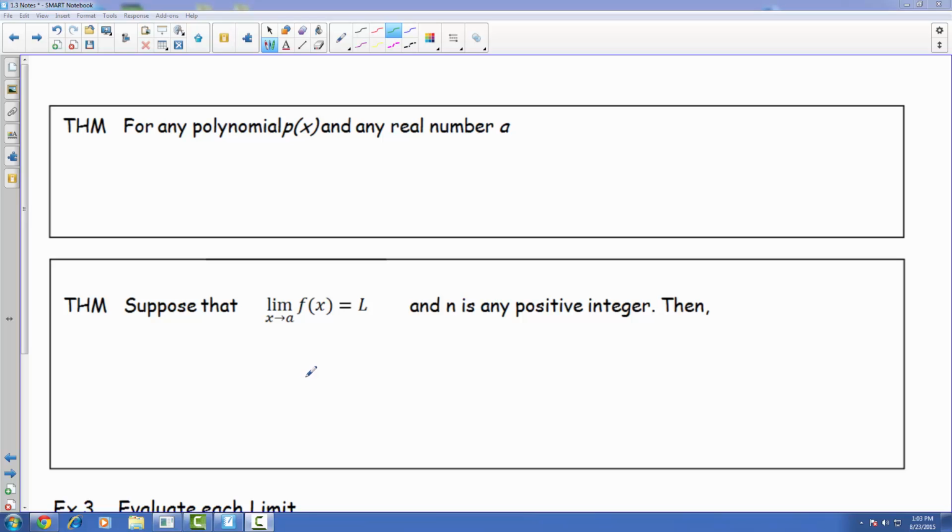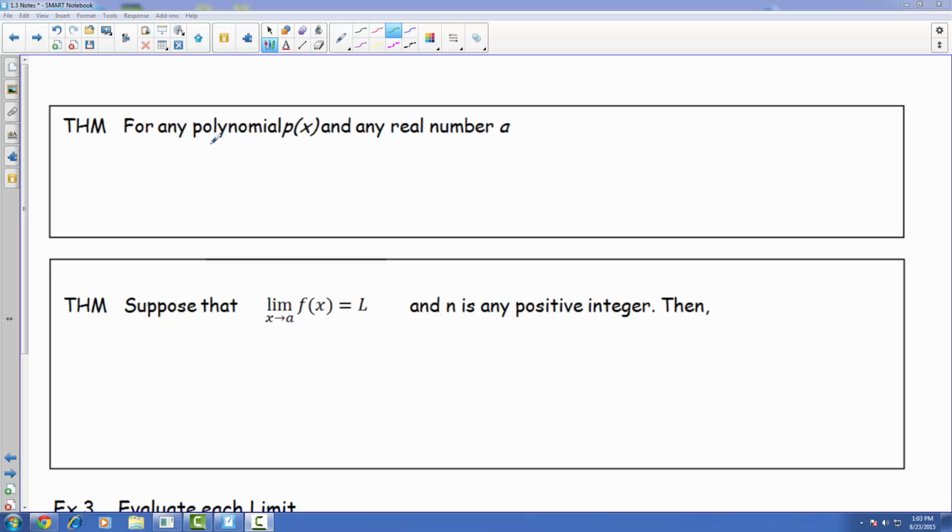Looking at example 3, we're asked to find and evaluate a limit. However, we have a couple of theorems that kind of help us out with that. In fact, the first one we've actually already gone ahead and used. So now this is actually just going to be the formal definition for that theorem.